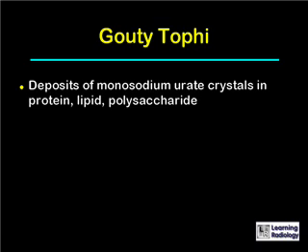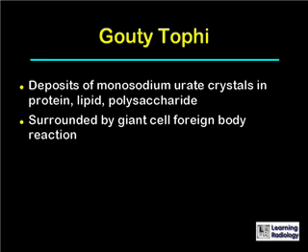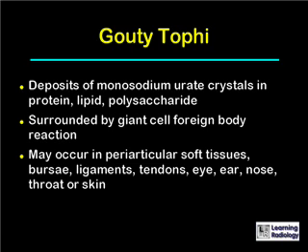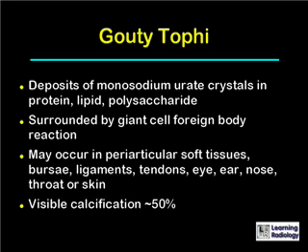Gouty tophi are deposits of monosodium urate crystals in protein, lipid, and polysaccharides. They are usually surrounded by giant cell foreign body reactions. They can occur in periarticular soft tissues, where we're most used to seeing them, but also in bursae and ligaments, tendons, eye, ear, nose, throat, or skin. Visible calcification occurs in about 50% of all gouty tophi.